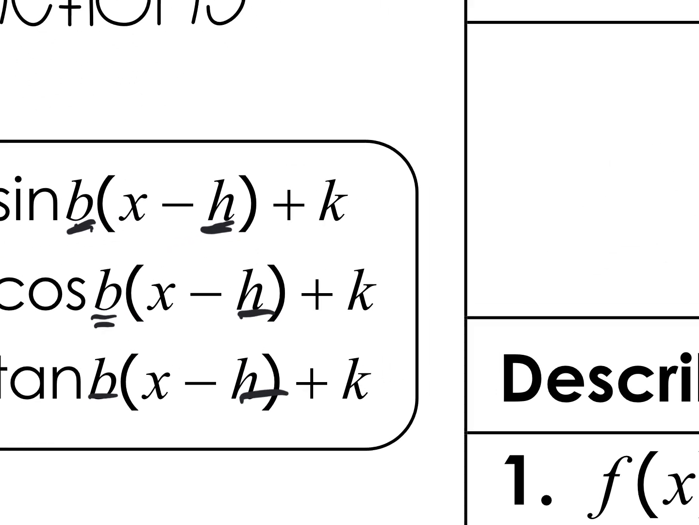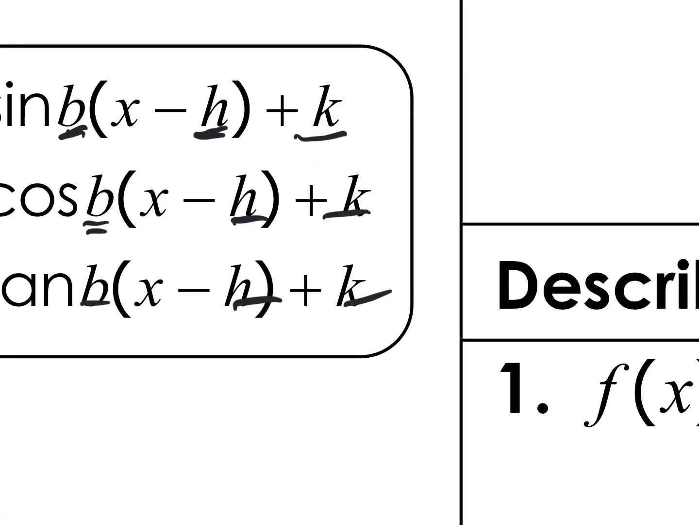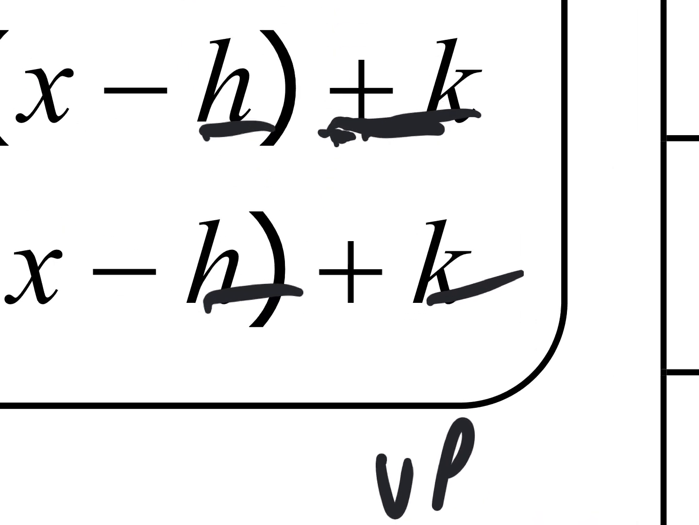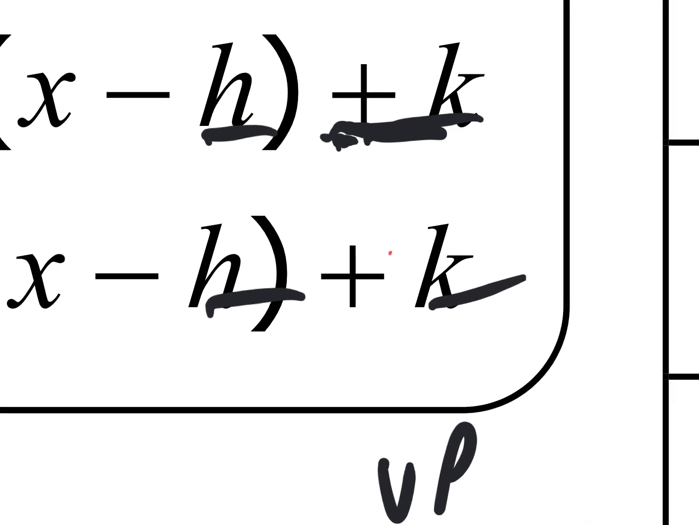K stands for your vertical translation, up and down. So up and down. Whatever you see with K, if K is negative, then you know you're going down. If K stays positive, like this with a plus in front, you know, when I said negative, you can say plus a negative number. That means K is negative. Or you could just say minus K, and still K is negative.